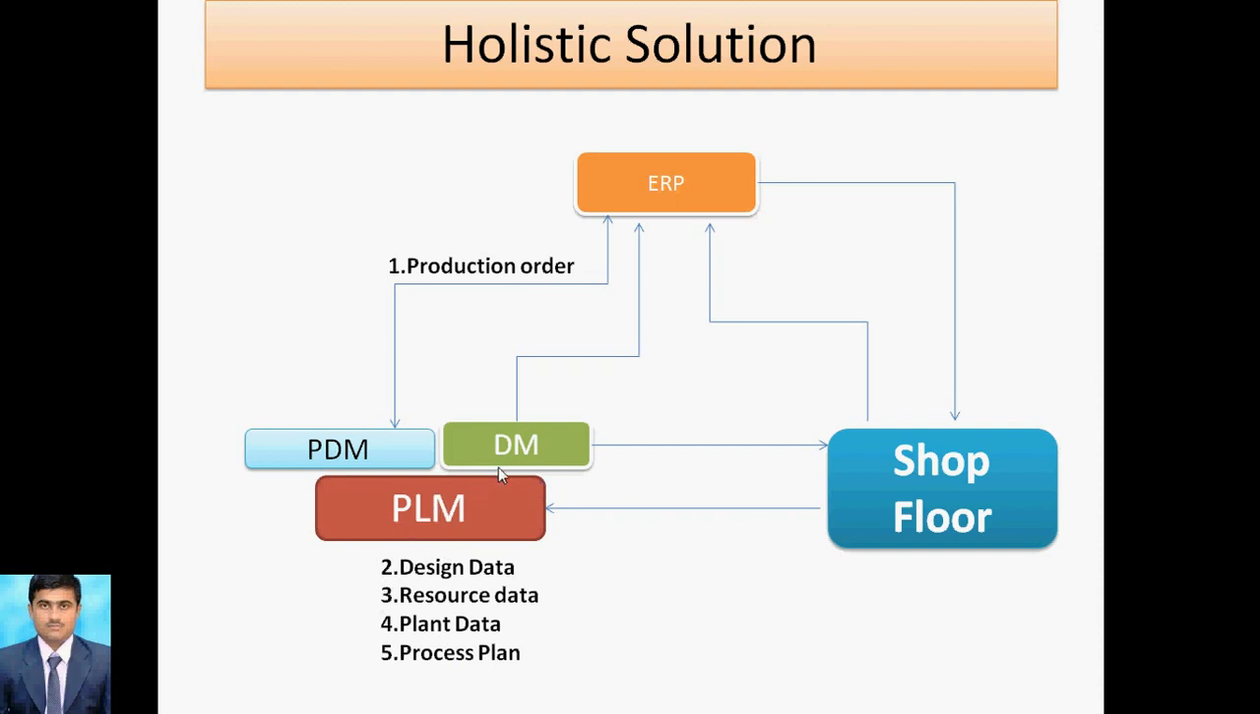Now we move to DM, that is digital manufacturing. Here the BOM, that is the bill of material and process plan, can be taken to the DM and it is circulated to the ERP. And now it moves from the ERP to the shop floor. Here, bill of material with work order details. So this is regarding shop floor management with the help of ERP.